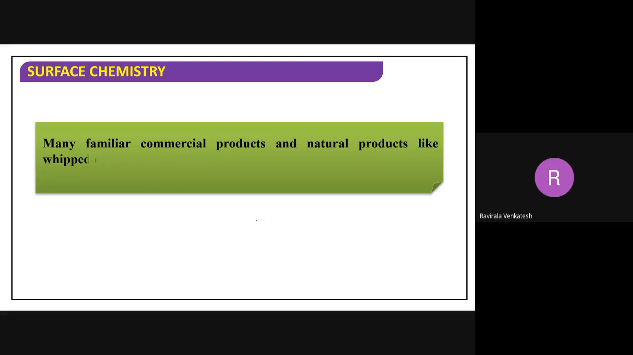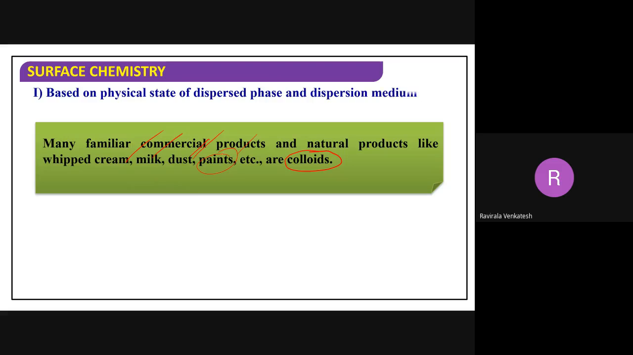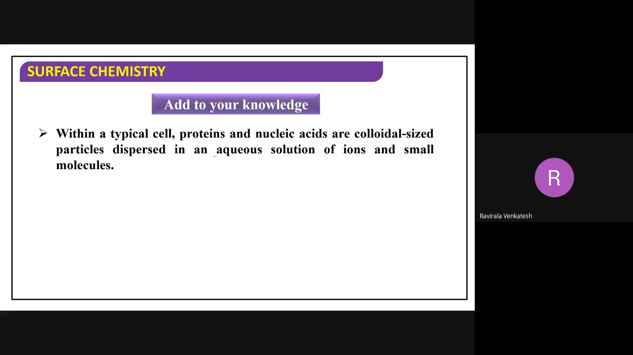Many familiar commercial products and natural products like creams, milk, dust. There are a number of products. Without colloids there is no food. Most of the food, for example milk, cream, fruits, are nothing but colloids. The atmosphere, if you observe dust and clouds, is made up of colloids only. Paints are nothing but colloids. In everyday life, colloids are very, very important. Proteins are actually in colloidal particles.